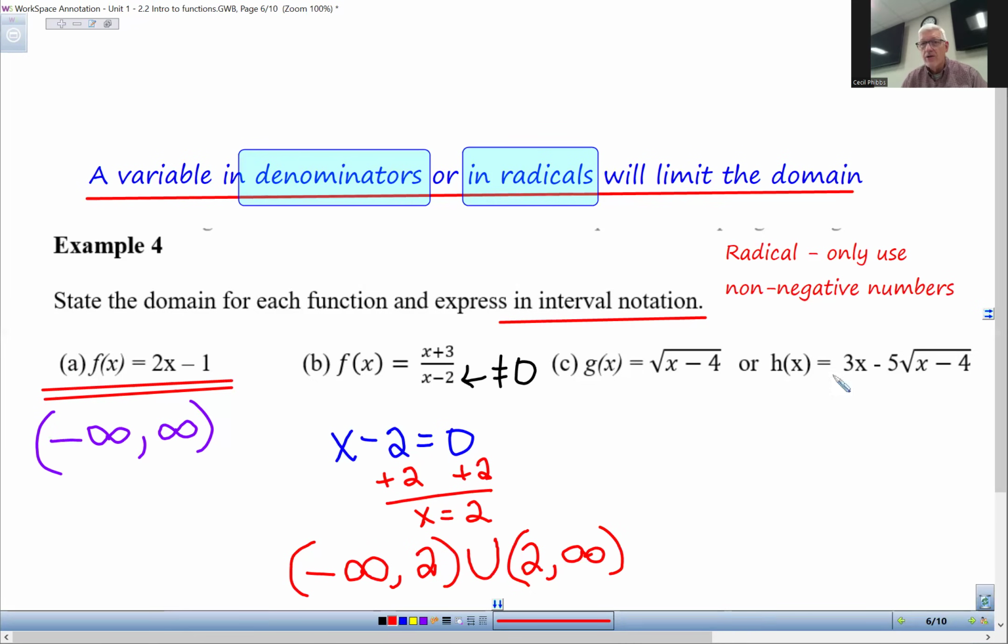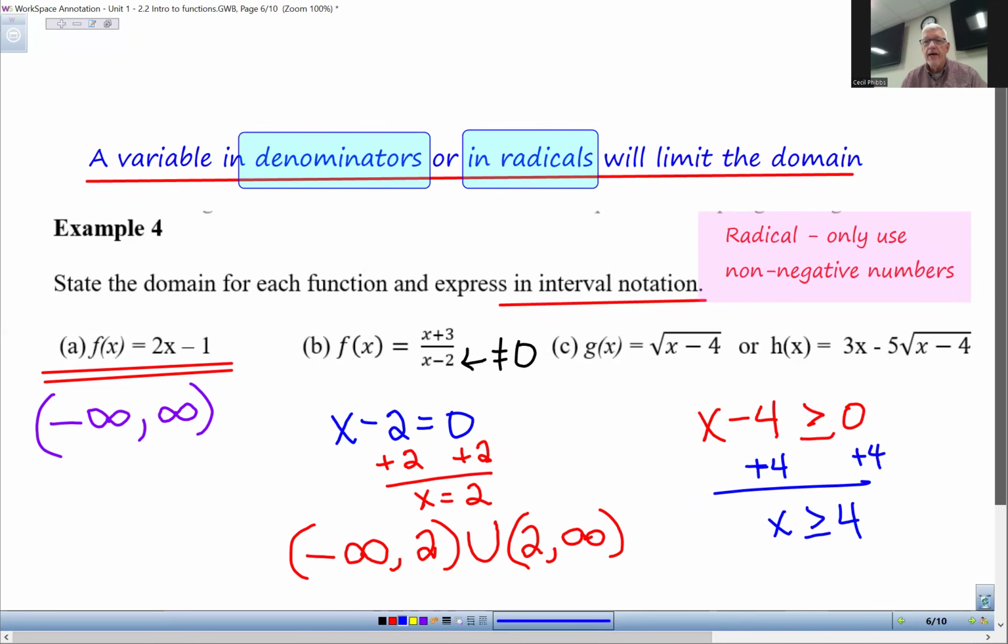Okay, for our radicals, notice over here, I've added a little note. Radicals use only non-negative numbers, meaning we can take the square root of 0, or the square root of a positive number, but not a negative number. So what is inside the radical, in this case x minus 4, has to be greater than or equal to 0. Once again, we can solve our inequality. This time we can simply add 4 to both sides. So we get x is greater than or equal to 4.